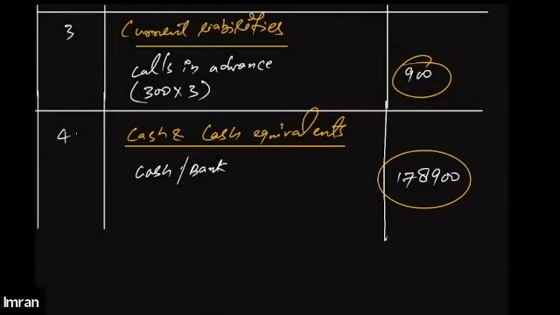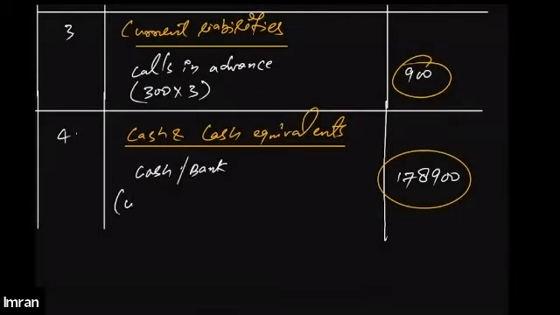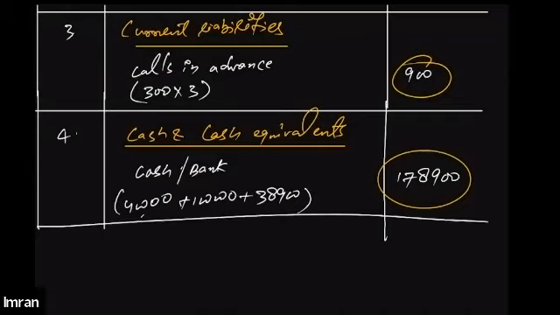Got it? Understood? How did we come to 1,78,900? We received 40,000 on application. We received 1 lakh on allotment and 38,900 on final call.